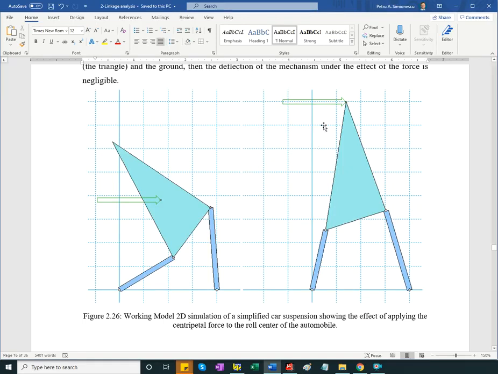And I do have a screenshot of a simulation showing a simplified model. So this would be the left suspension, this would be the right suspension, and then there's the car body. And as you look here, you have 1, 2, 3. This would be the instant center between the car body and the ground. And if I have this side force equivalent to the centrifugal force that develops when the vehicle moves in a turn, if it's right at the instant center, the system does not deflect. If it's elsewhere, the system deflects.